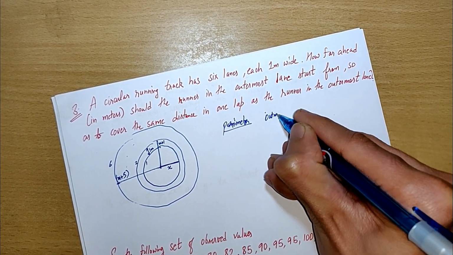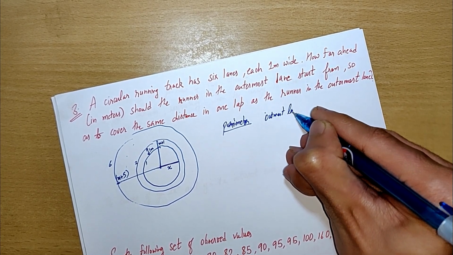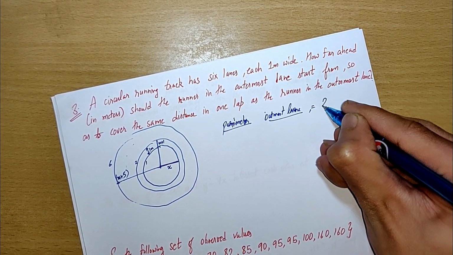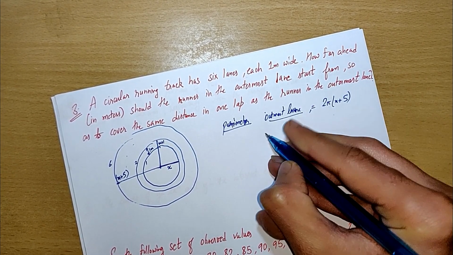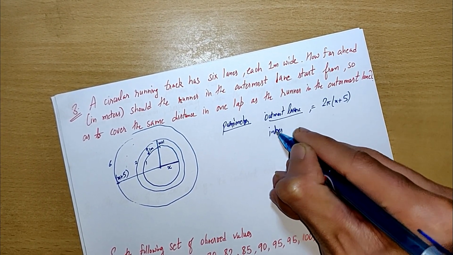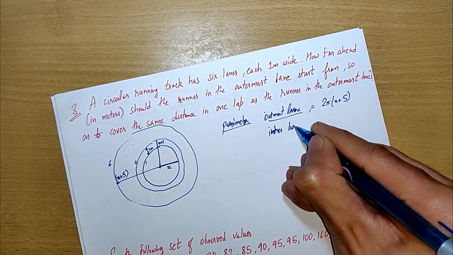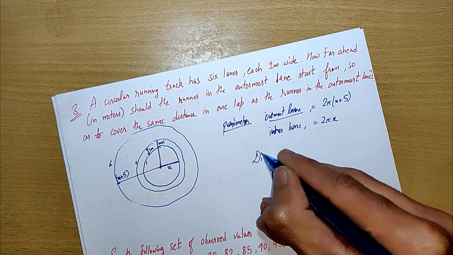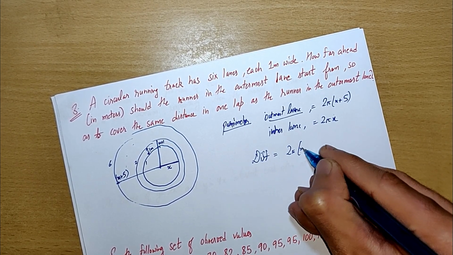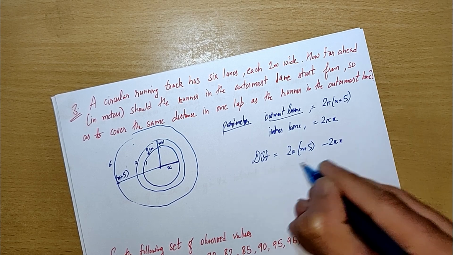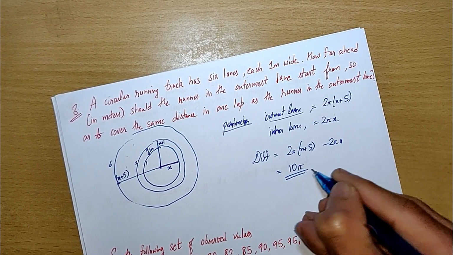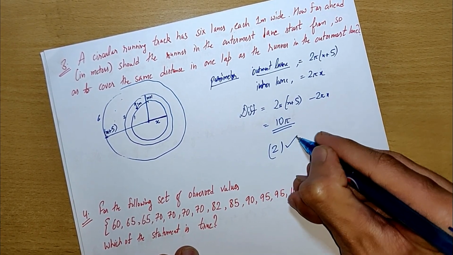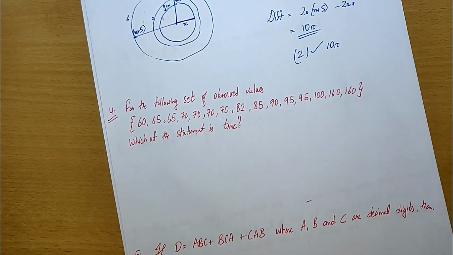So the outermost lane perimeter would be 2 pi (x plus 5), and for the innermost lane, with the inner lane radius x, it will be 2 pi x. So the difference would be 2 pi (x plus 5) minus 2 pi x. So it would be 10 pi. So the answer would be the second, that is 10 pi. Let's go to the next question.